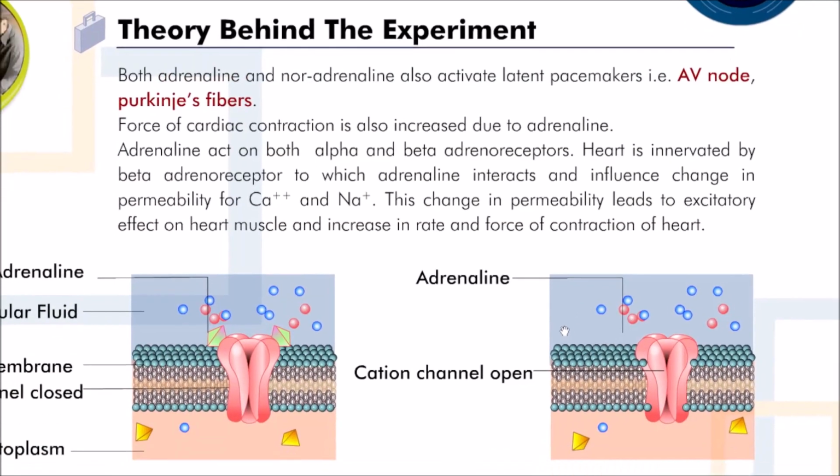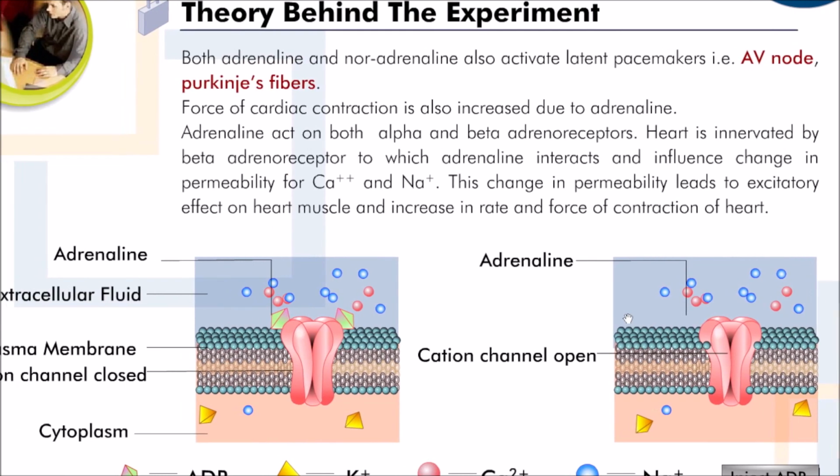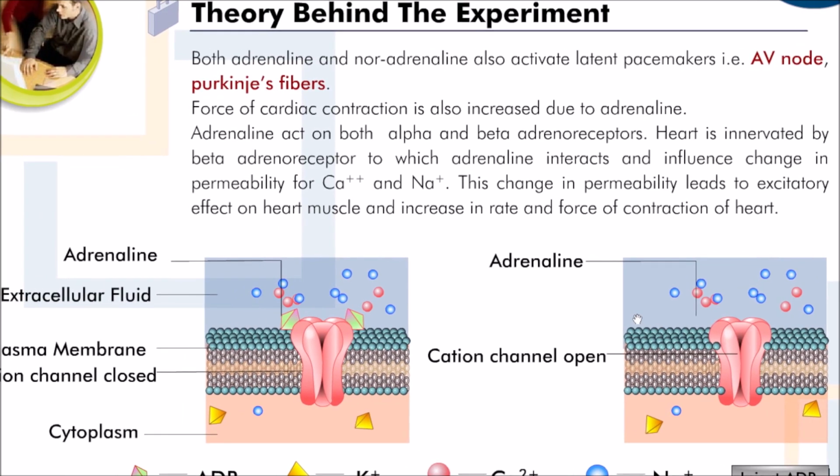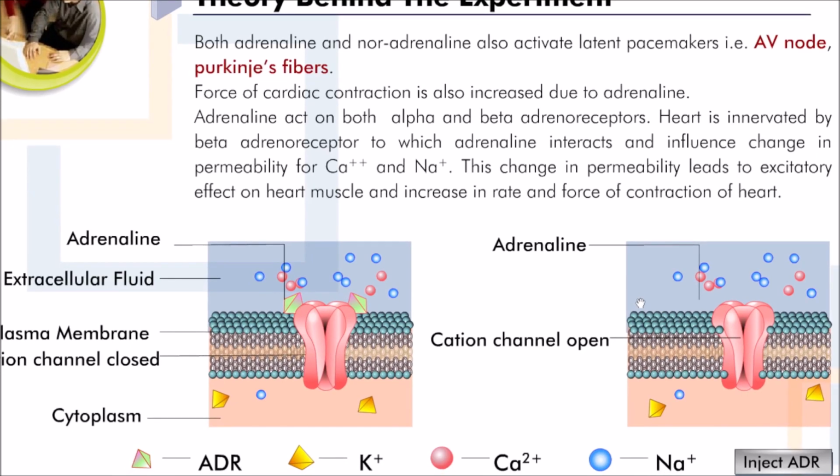Both adrenaline and noradrenaline also activate latent pacemakers, that is AV node, Purkinje's fibers. Force of cardiac contraction is also increased due to adrenaline. Adrenaline acts on both alpha and beta adrenoreceptors. Heart is innervated by beta adrenoreceptor, to which adrenaline interacts and influences change in permeability for calcium ions and sodium ions. This change in permeability leads to excitatory effect on heart muscle and increase in rate and force of contraction of heart.